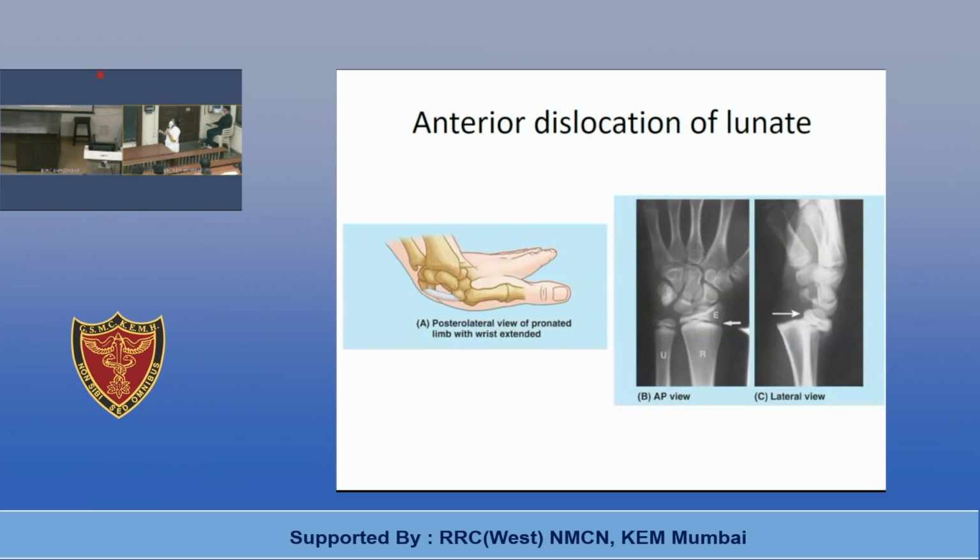One more condition, the anterior dislocation of the lunate, is also common with injury involving a fall on an outstretched hand. Because of the particular positioning of the lunate, we will be studying today how the lunate is placed in between the other carpals. Because of its articular surfaces and shape, it is more prone to anterior dislocation.